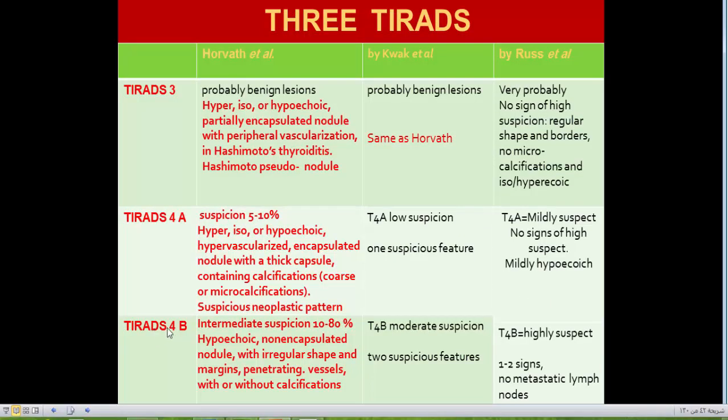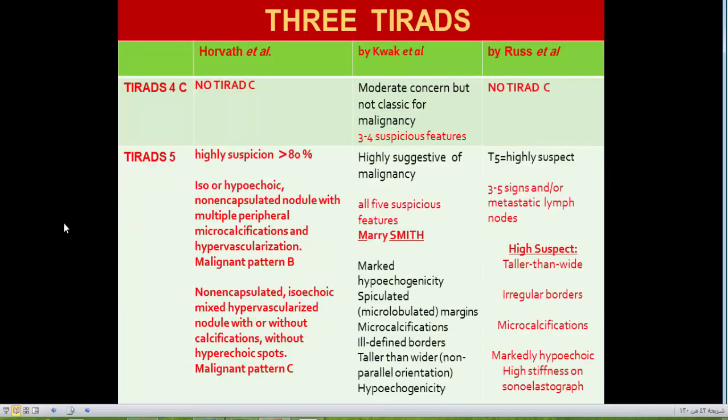TI-RADS 4B is present in the three classifications: intermediate suspicion in Horvath, 10 to 80%, hypoechoic, non-capsulated nodules, irregular shape and margins, penetrating vessels without calcification. TI-RADS 4B moderate suspicion in Kwak, two suspicious features only. TI-RADS 4B Russ et al.: highly suspect, 1 to 2 signs, no metastatic lymph node. TI-RADS 4C is present only in Kwak, not in Horvath or Russ et al. It is presented as moderate concern but not classic for malignancy, with 3 to 4 suspicious features.